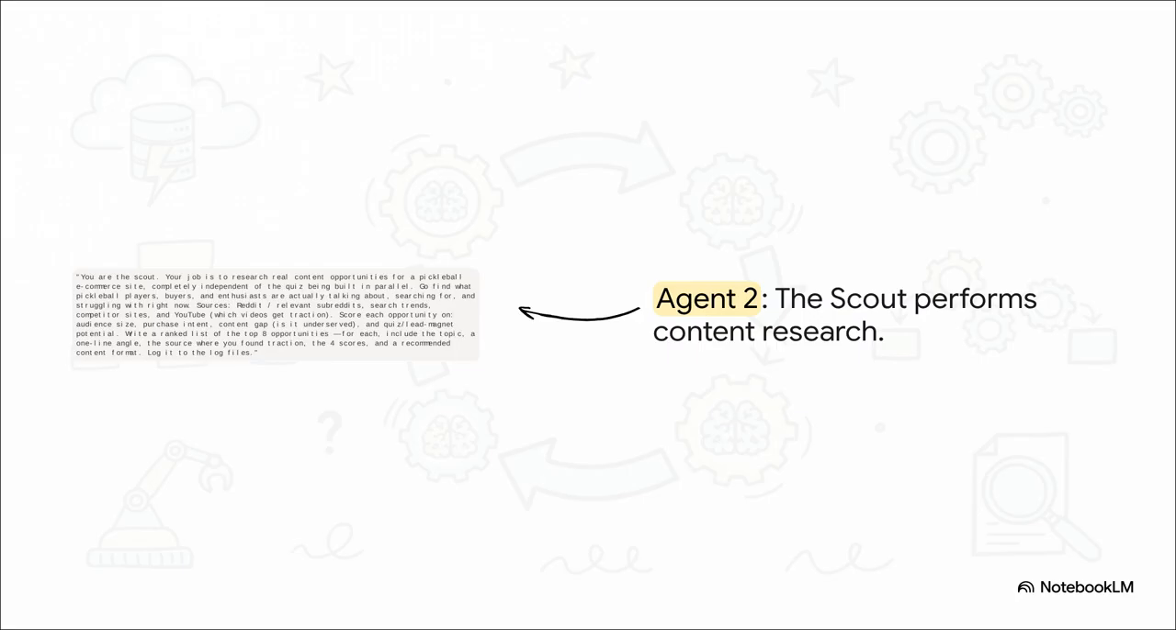Now, while the builder is off coding, Agent 2, the scout, is running at the exact same time. Its job? Autonomous market research. It is digging through Reddit, YouTube, and search trends to figure out what real pickleball players are actually struggling with.